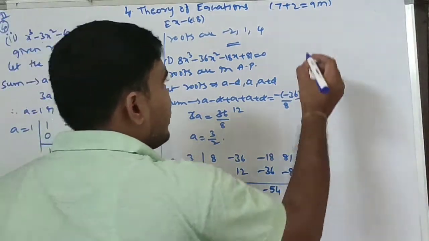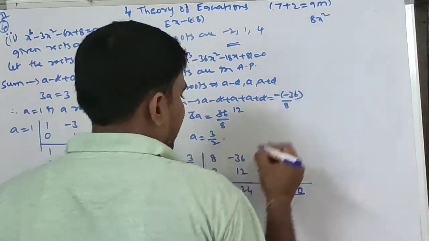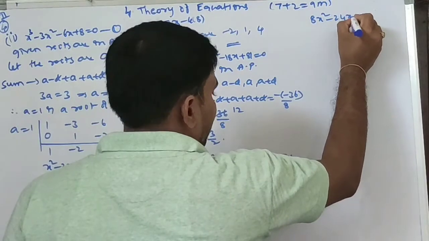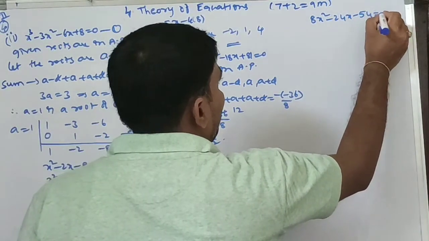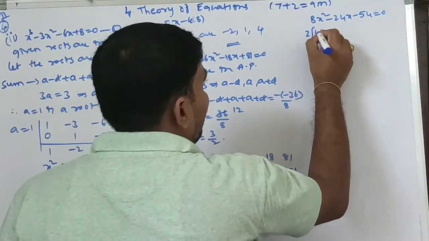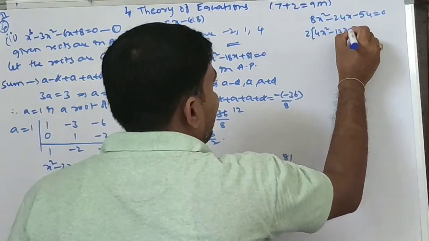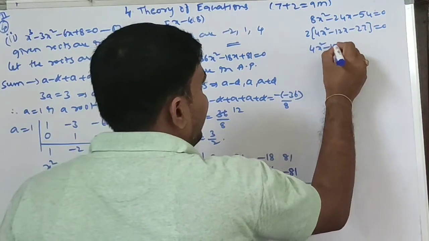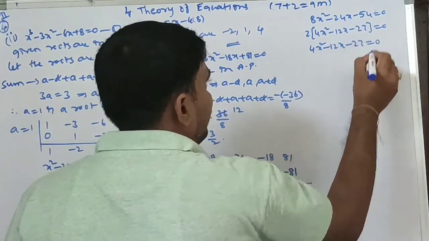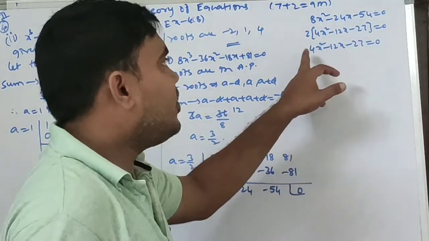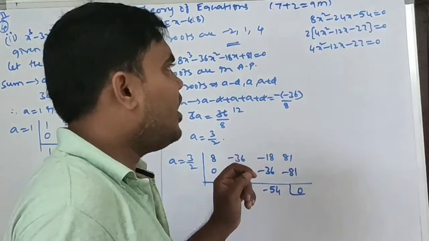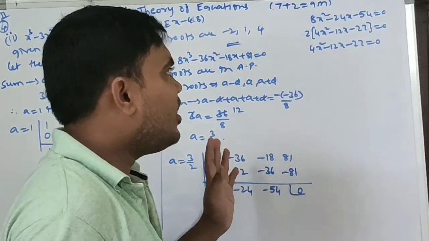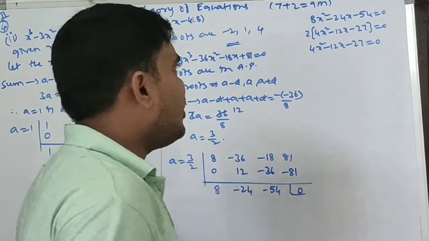Now the equation is 8x square minus 24x minus 54 equal to 0. Taking 2 common, 4x square minus 12x minus 27 equal to 0. Bringing 2 outside, 4x square minus 12x minus 27 equal to 0. So 27 into 4, 108. This 108 we should write as 18 into 6, 108.